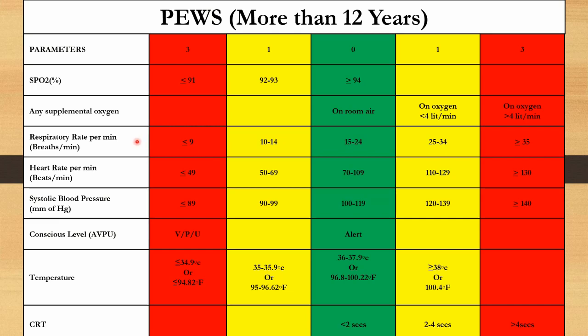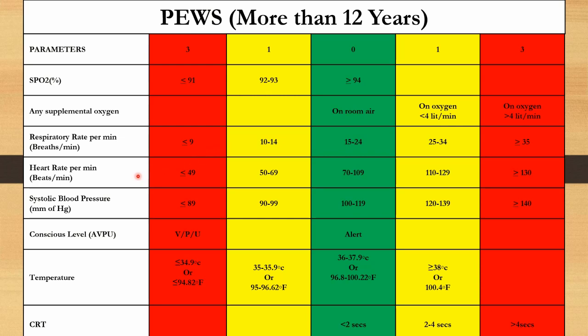The next parameter is respiratory rate per minute. If the respiratory rate is between 15 to 24 breaths per minute, give a score of 0. If it is between 25 to 34 breaths per minute, give a score of 1. If the respiratory rate is more than or equal to 35, then give a score of 3. On the other hand, if the respiratory rate is between 10 to 14 breaths per minute, give a score of 1. If the respiratory rate is less than or equal to 9, give a score of 3.